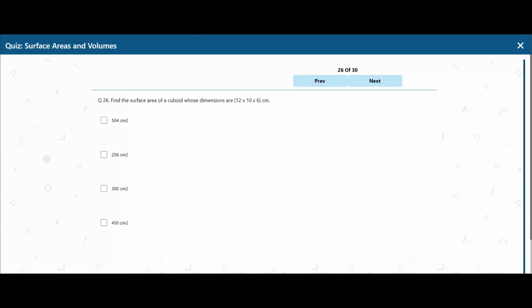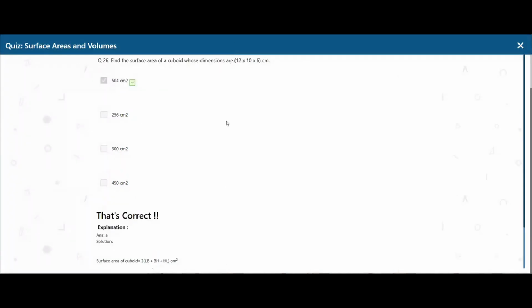Next is Sneha. Yes, ma'am. Find the surface area of a cuboid. Dimensions 12 into 10 into 6. Total surface area. Ma'am, option A. 504 square centimeter. Correct. 2 into 120 plus 60 plus 72.